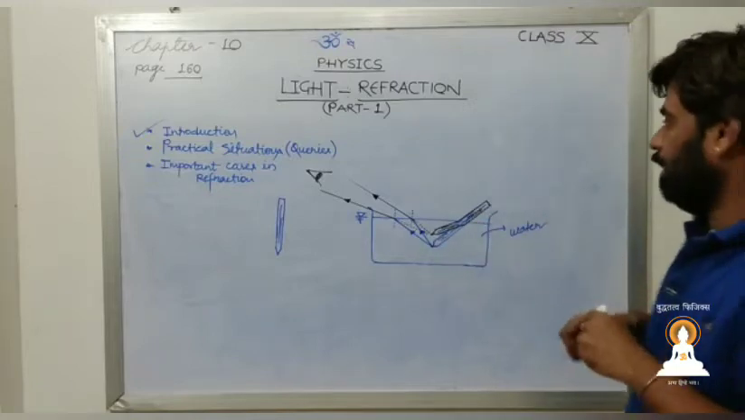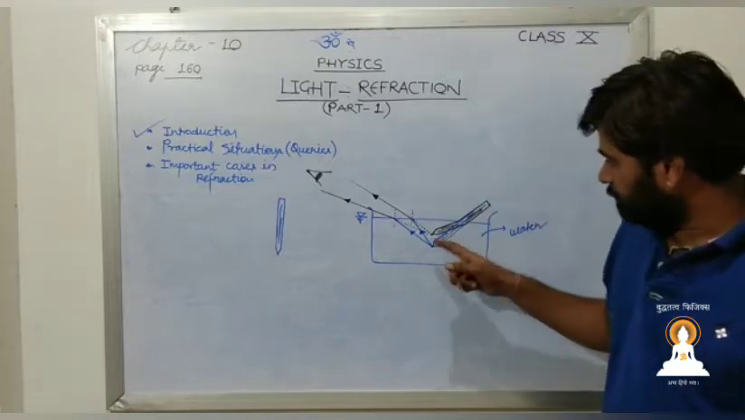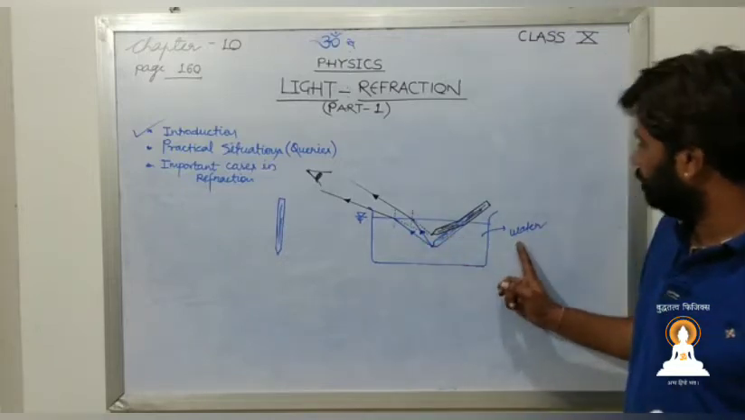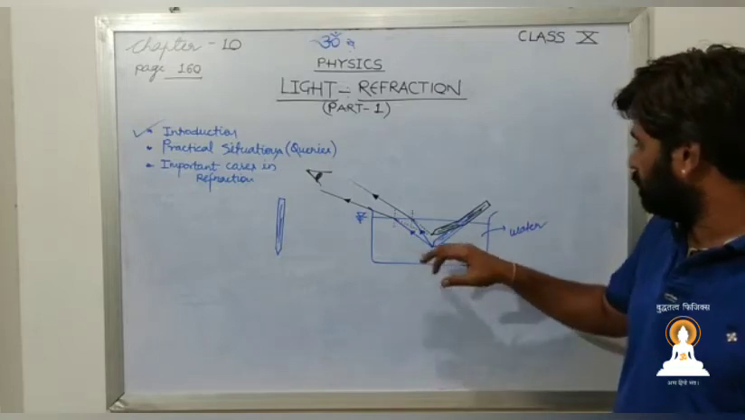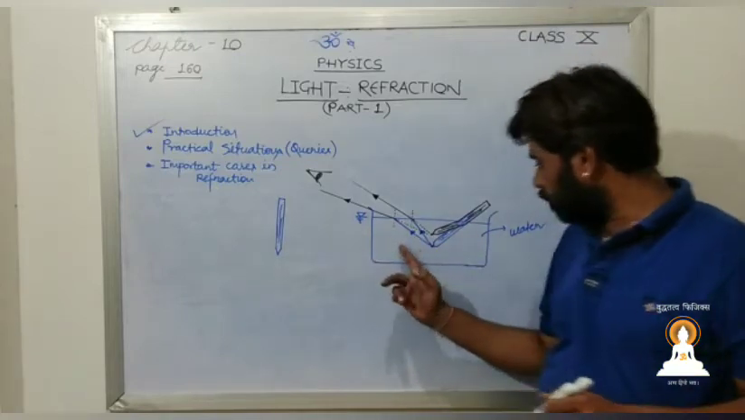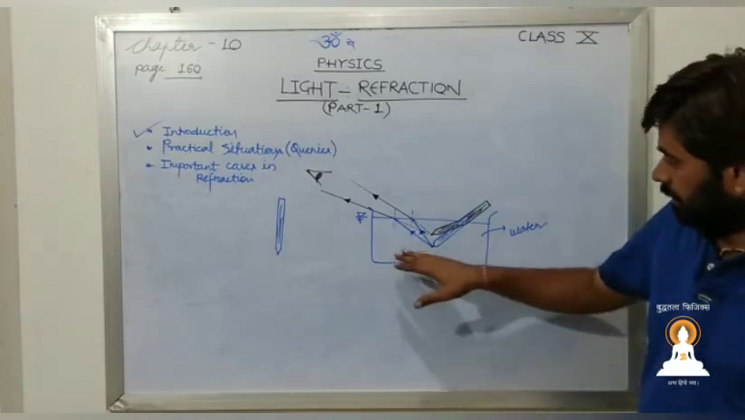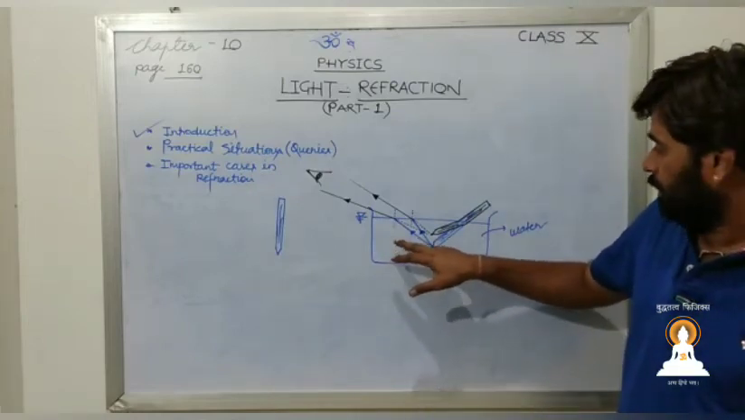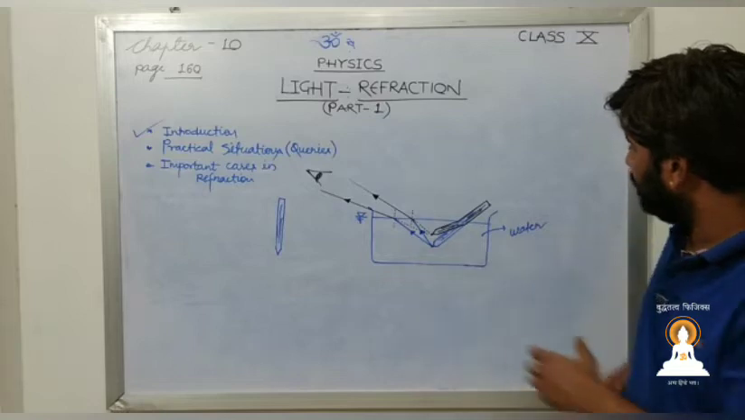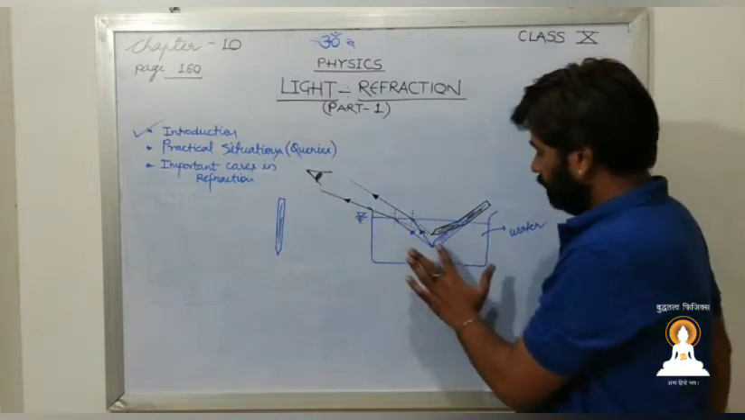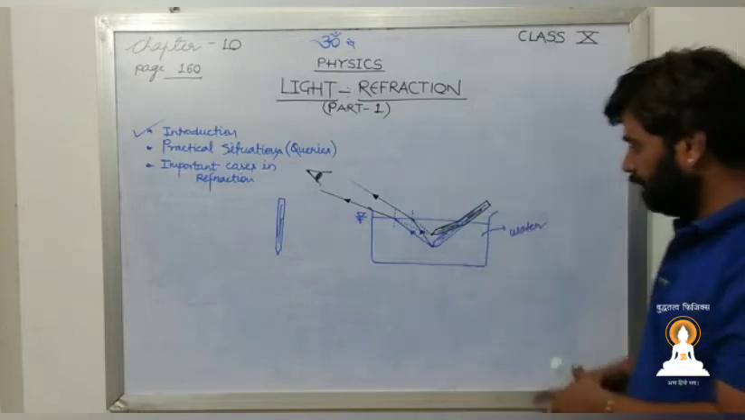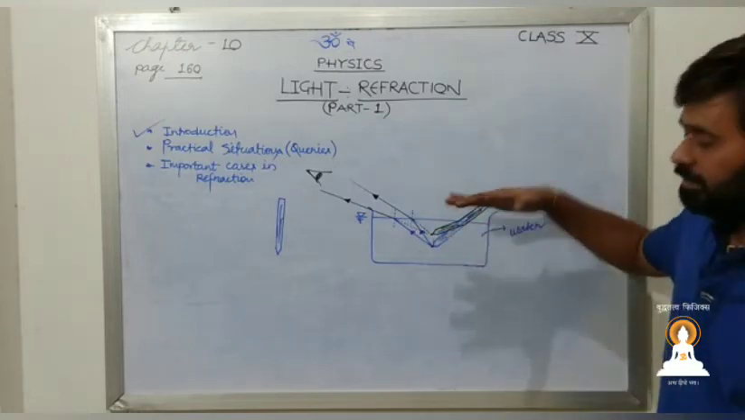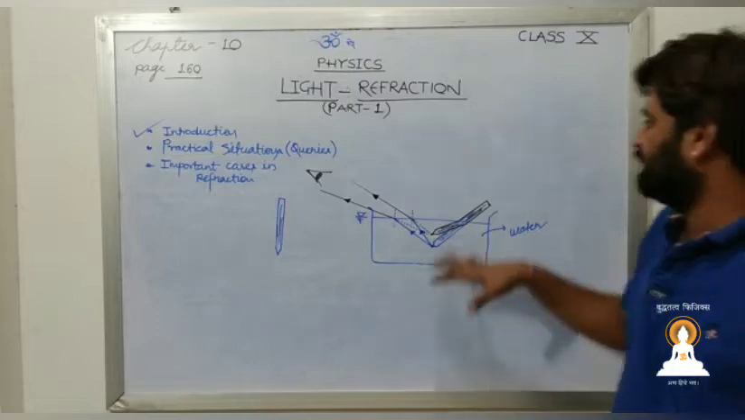Why did this happen? Just because of this water. Because of the refraction, because of its own refractive index, it reduced the speed of the light. That's why we see that pencil, which is a straight one, somewhat tilted in water. So these are the practical situations.